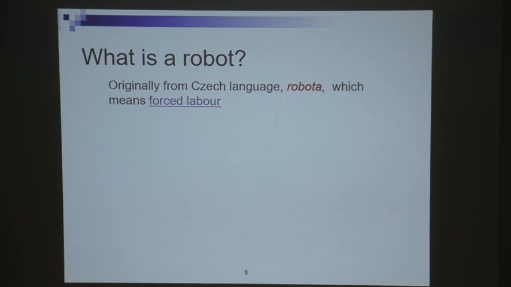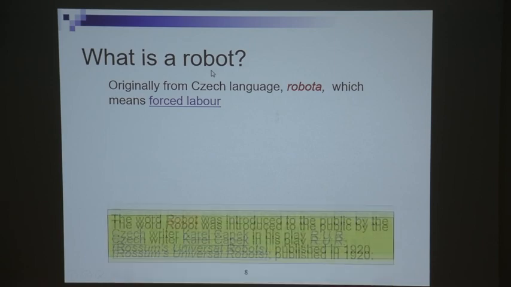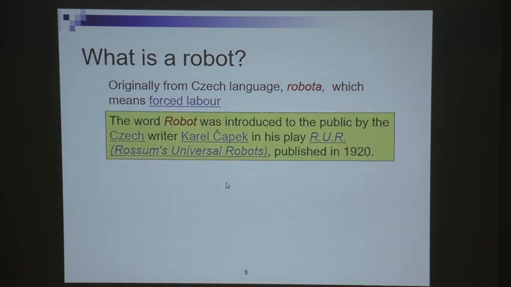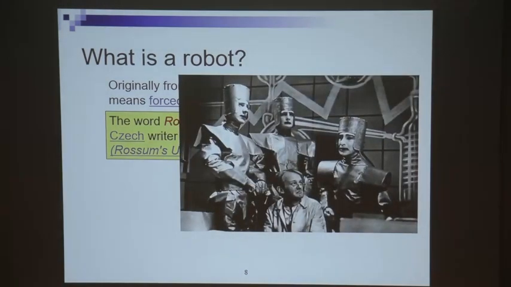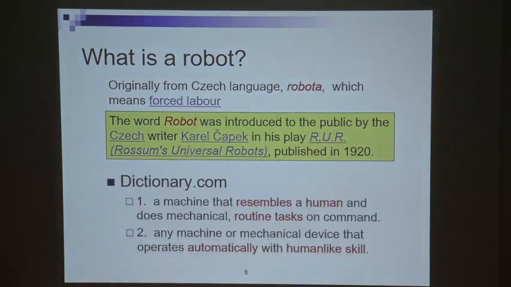So what is robotics? The word robot has been around for a long time. It was introduced to the public on a play called R.U.R., published in 1920. The word robot itself actually means forced labor. So there's a play, there's a movie, and so on.